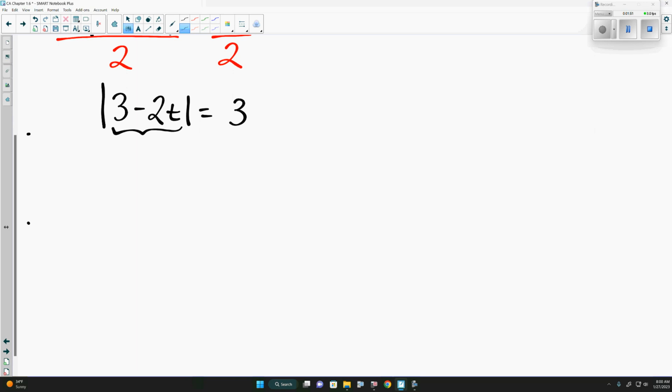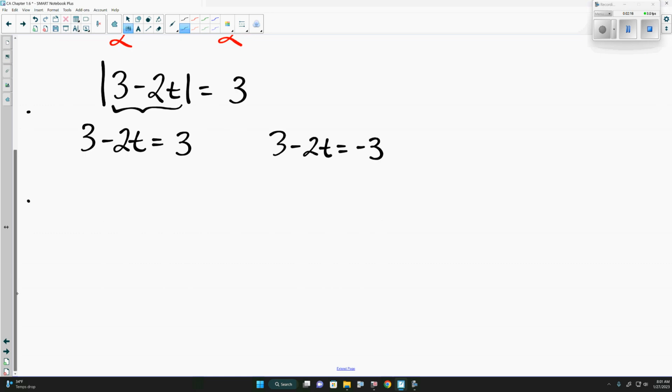So once we get it here, really, 3 minus 2t can equal 3. But 3 minus 2t could also equal negative 3. Because the absolute value of 3 minus 2t is 3, but what's inside it could be 3 or negative 3. We have one of these two cases. So we now just have to solve from here.